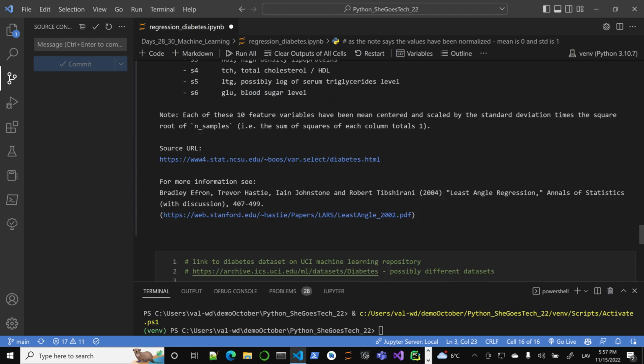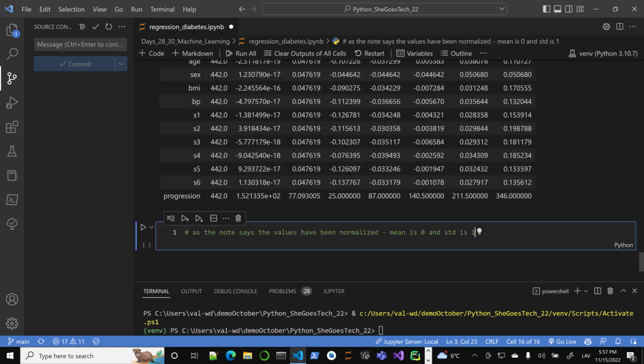Scale by the standard deviation times the square root of n samples. So now the sum of squares of each column totals 1. The rule is that the sum of squares in each column is 1. Pretty interesting, right?